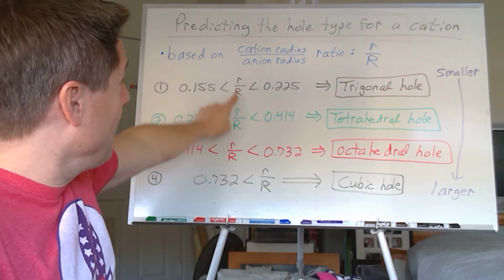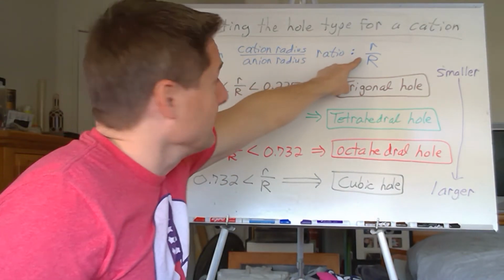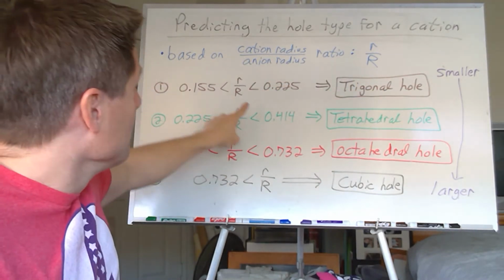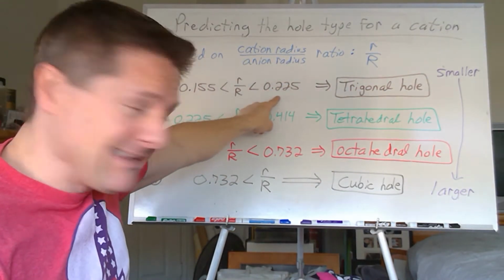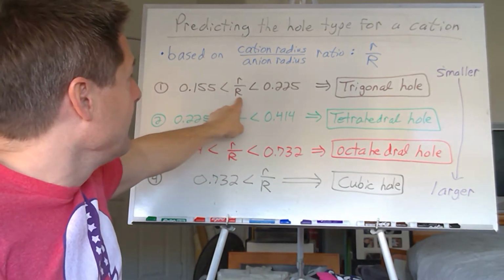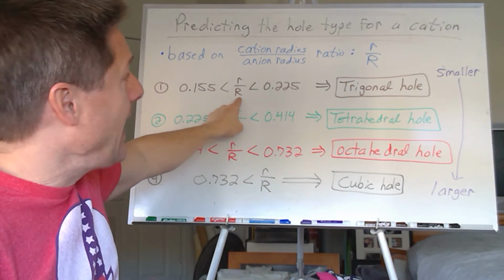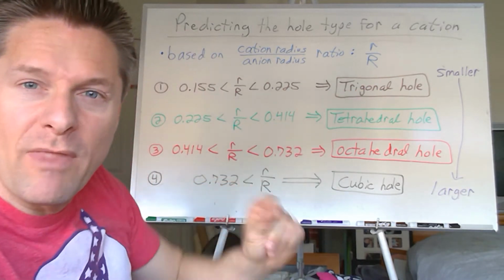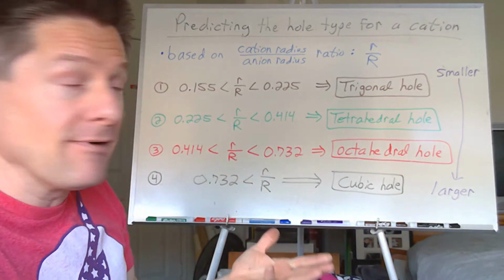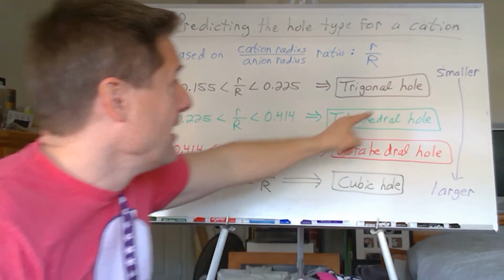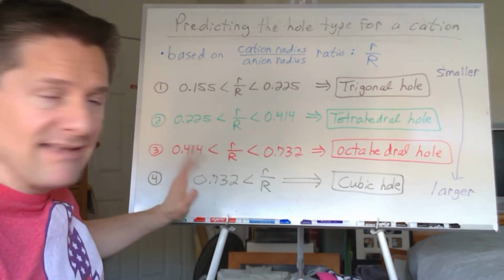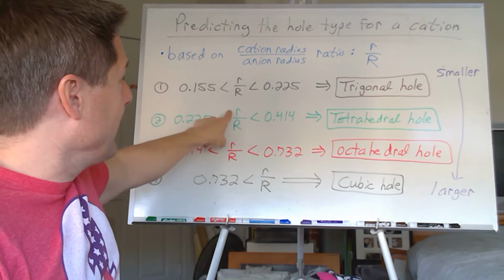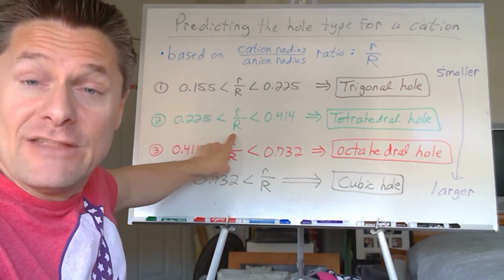Which means if that ratio of the cation, little r, to the anion, big R, is bigger than 0.155, but less than 0.225, that would mean that that cation would have to fall into a trigonal hole. That'd be a really small cation, right? Larger anion, smaller cations. So that's the smallest hole type. Okay? Pretty rare, but possible.